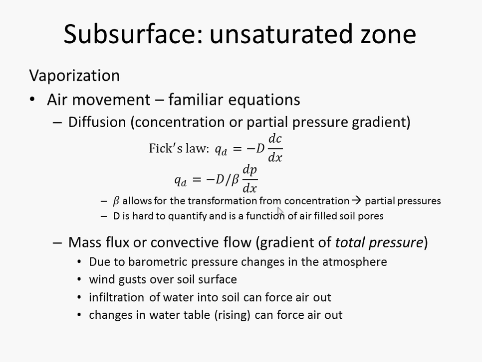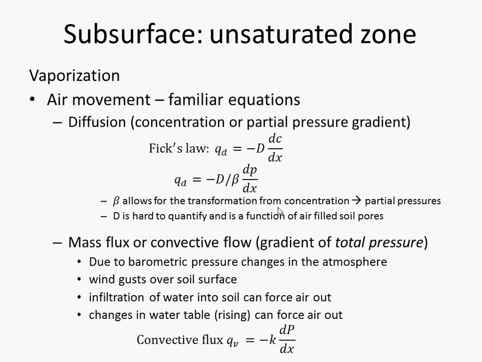And then there are also mass flux or convective flows that are functions of pressure gradients. These are things like changes in atmospheric pressure due to barometric pressure and wind gusts over the surface, or infiltration of water into soil, which can force air out of soils because it's being replaced by water, and changes in the water table. So a rising water table could force soil air and soil gases out. This is one equation that people use to try to look at convective fluxes.